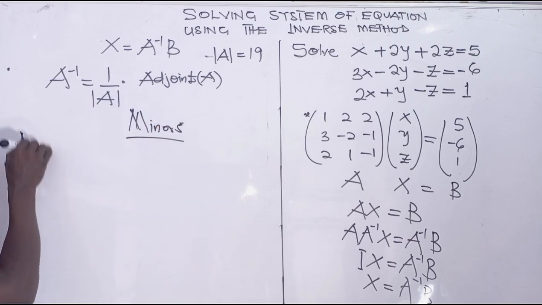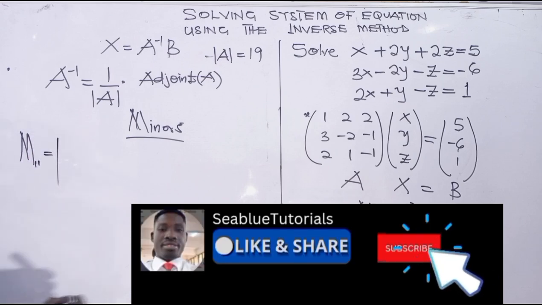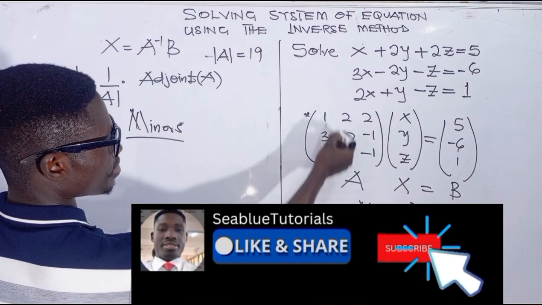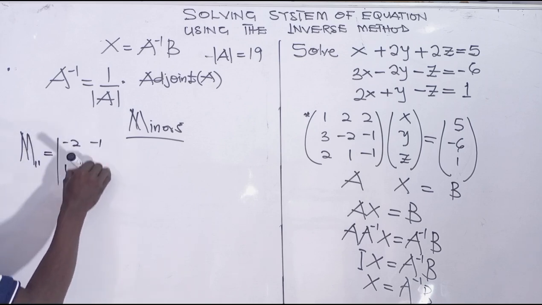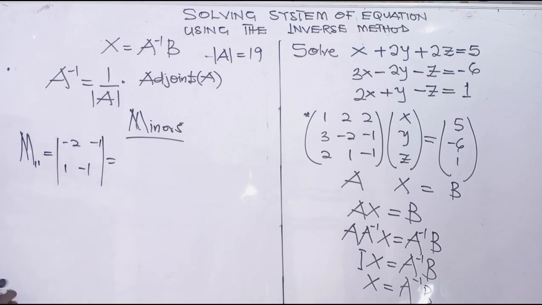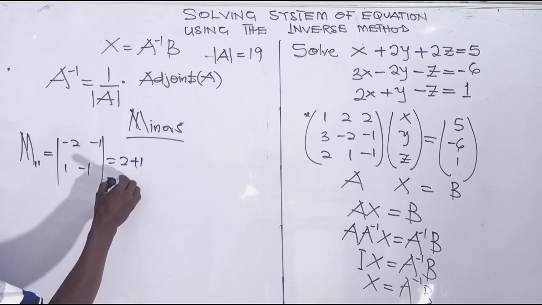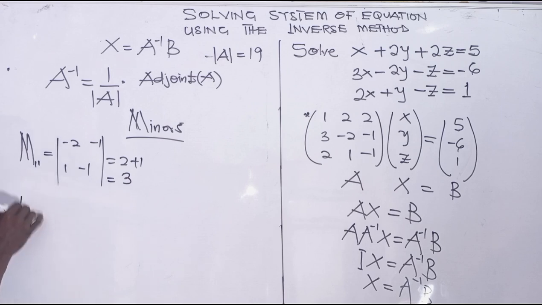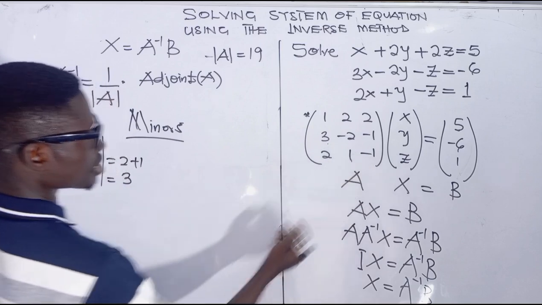So we have minor for the first row and then the first column. We are going to have, so we are going to collapse the first column and the first row. We are left with, then we find the determinant of this. This is going to give us 2 plus 1, and we have what? 3. Then move on to the minor of the first row and then the second column. So with that, we are going to collapse this, and then that. We are left with 3, neg 1.